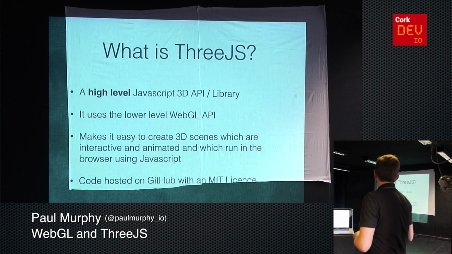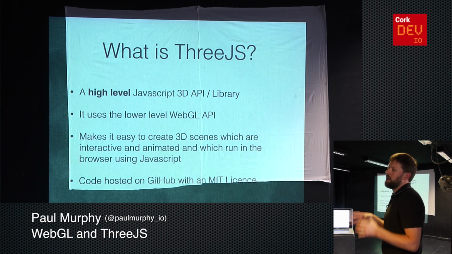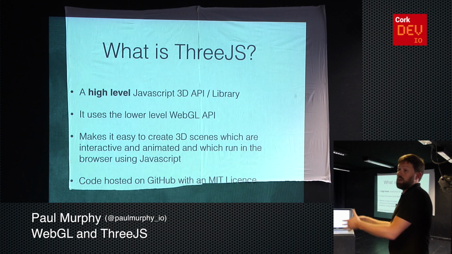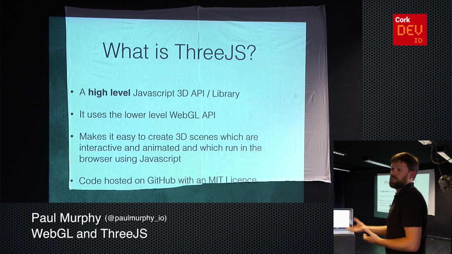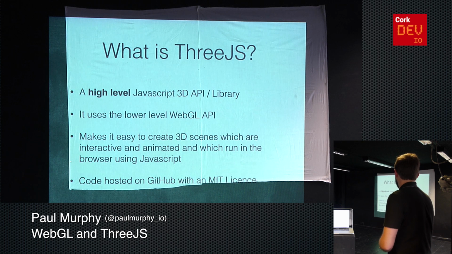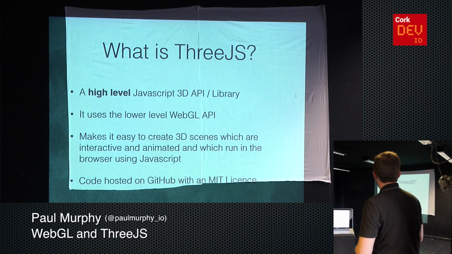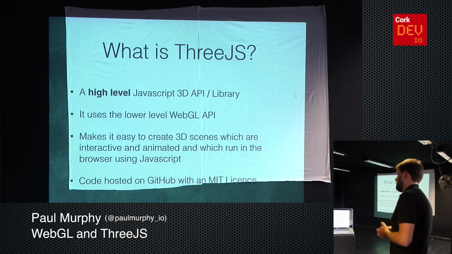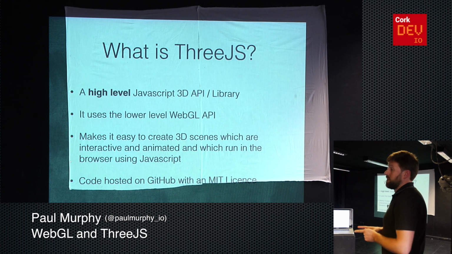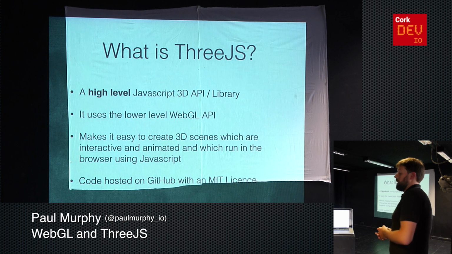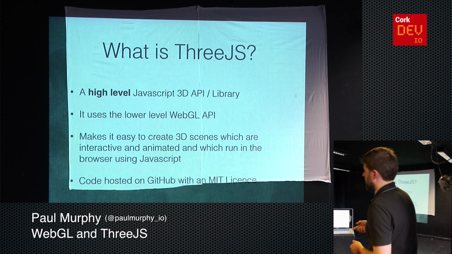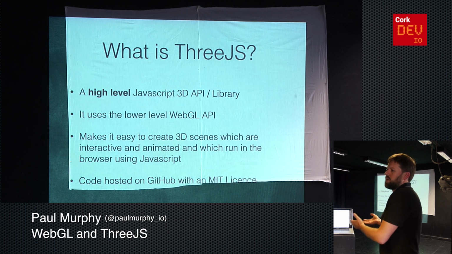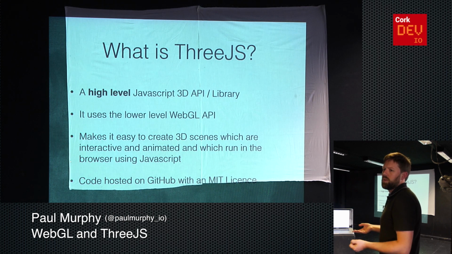So what is Three.js? Three.js is a high-level JavaScript API that's built on top of WebGL, and it makes it much easier to create 3D scenes and animate them. It obviously uses the lower-level WebGL API. It makes it easy to create 3D scenes, which are interactive and animated, and which run in the browser using JavaScript. The code is hosted on GitHub, and it has an MIT license. And it's quite nice code. It's quite readable, and you can see where it's calling down into WebGL, and it's saving you hundreds of lines of code.